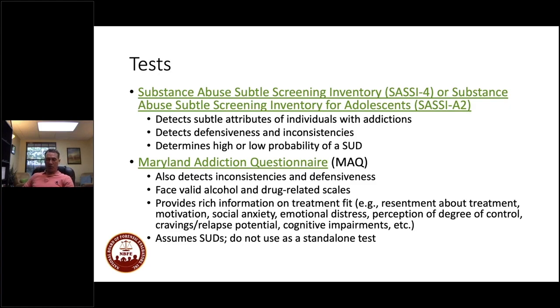with the Maryland Addiction Questionnaire. Now, you would never use the MAQ by itself because the MAQ can only be used if you are assuming that the client does have a substance use disorder, because that's the population the test was designed for. So if I've already concluded they have a disorder, then I use this test to help me figure out what might be their treatment needs, because it will tell me about things like how motivated they are, how resentful they are. Do they have social anxiety that might make group kind of hard for them without some individual work up front? Do they have a lot of emotional distress and they might have a co-occurring mental disorder?